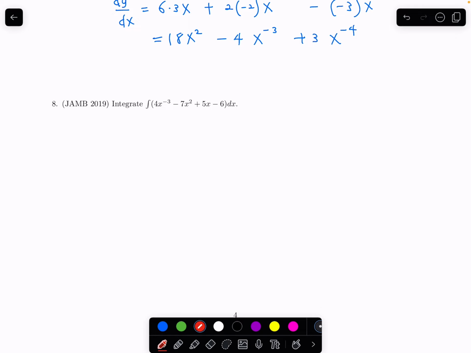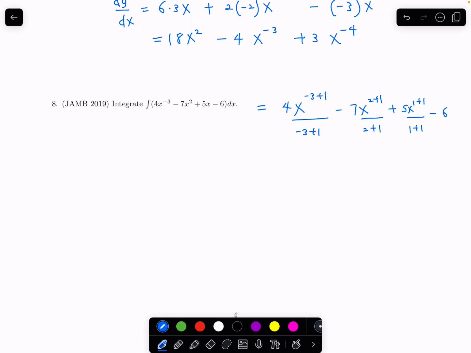We want to integrate this expression here. So we just apply the power rule for integration, which is you add 1 to the power and you divide by the new power. So this is just going to be 4x to the negative 3 plus 1, divided by negative 3 plus 1, minus 7x to the 2 plus 1, divided by 2 plus 1, plus 5x to the 1 plus 1, divided by 1 plus 1, minus 6.